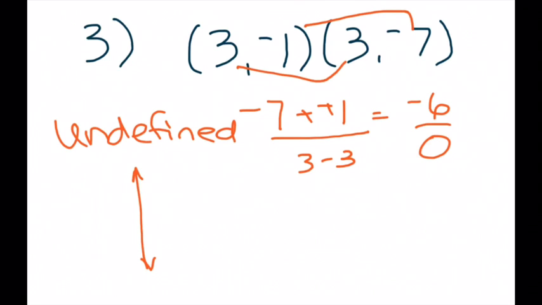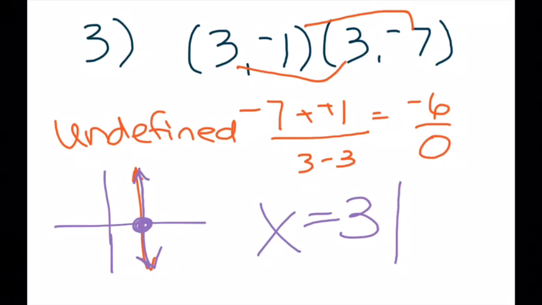And so that's going to be an equation that goes through the x-axis. So if you think about your x and y axis, okay, so there's the x-y axis. It's going to go through the x-axis at +3, and so my equation is going to be x equals 3.